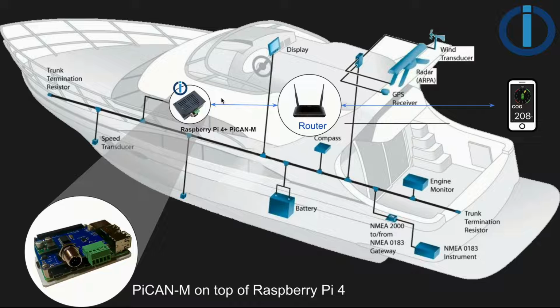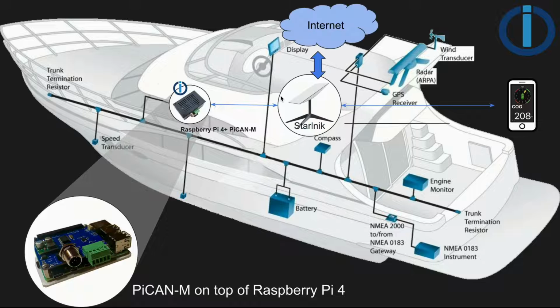To output the visualization to a computer or mobile phone, you naturally need a Wi-Fi router to which both the phone and the single board computer are connected. And also, if you want to monitor the yacht remotely, you need an internet connection. It can be Starlink or a GSM modem.